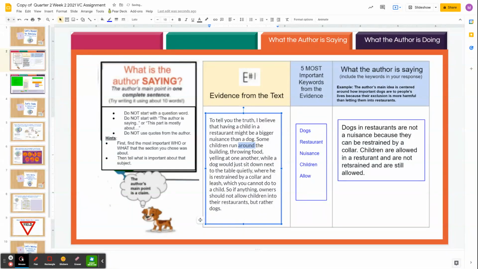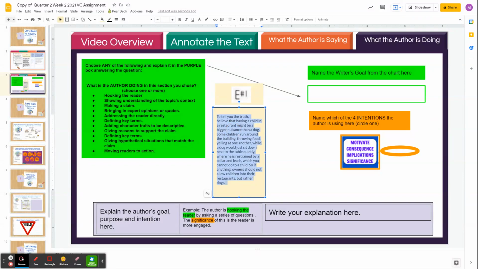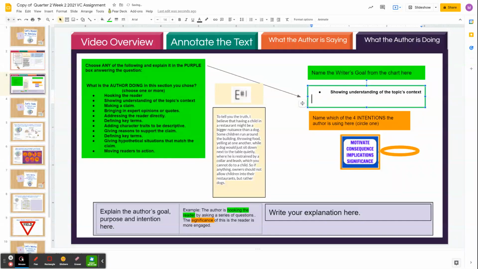Next step that we practiced in class today, what is the author doing? In this case, looking at the green box, choose one of these items from the green box and then copy and paste it into the chart from here. I'm going to model that for you. Again, here is our text that we have from slide number 2, copied and pasted because we're continuously focusing on that chunk of text. In that chunk of text, I believe the author is showing the understanding of the topic's context. I write that here. I copy and paste it. That's all I have to do.